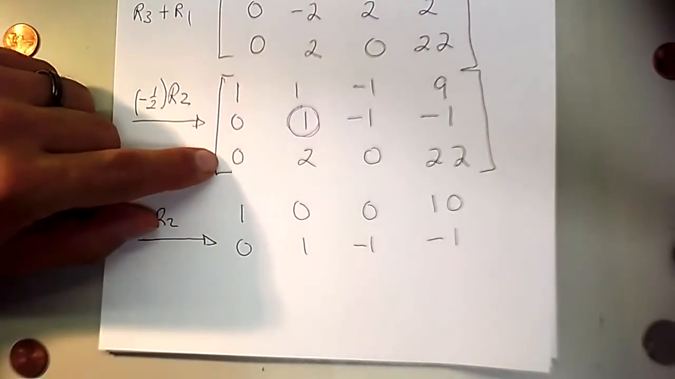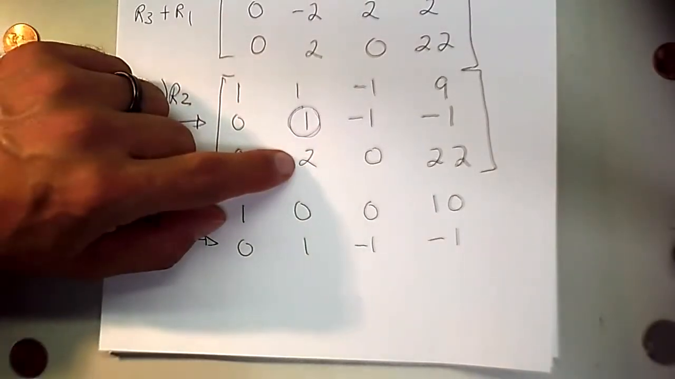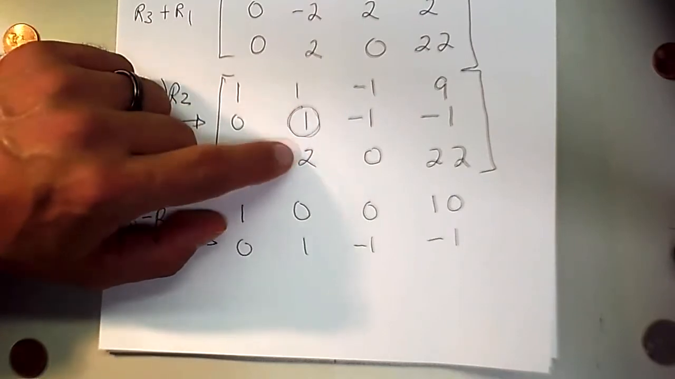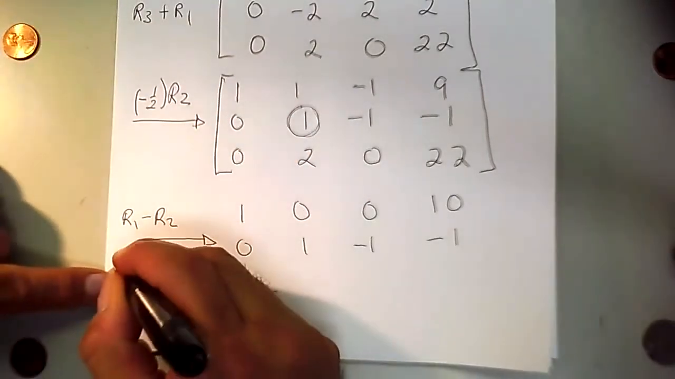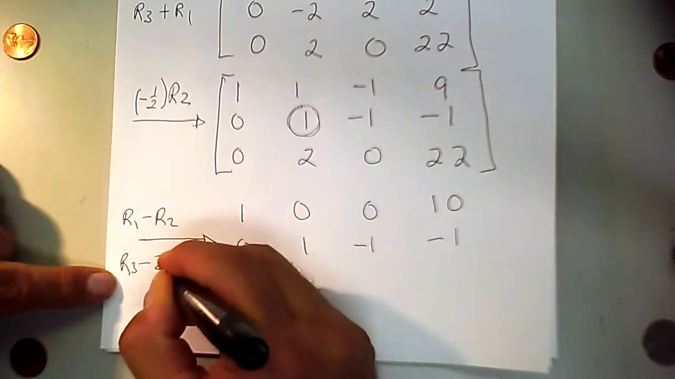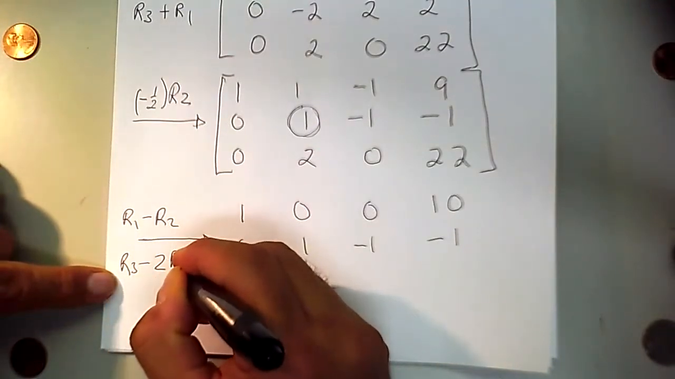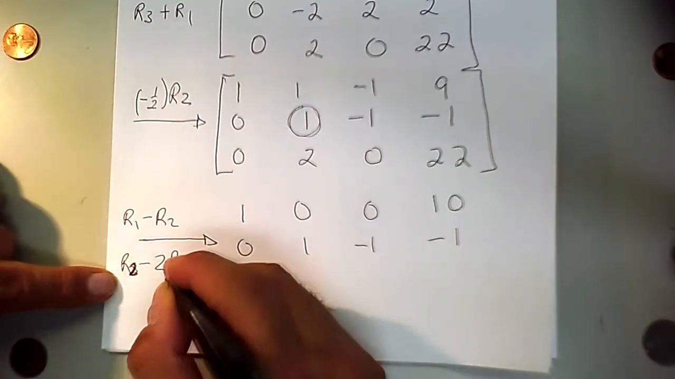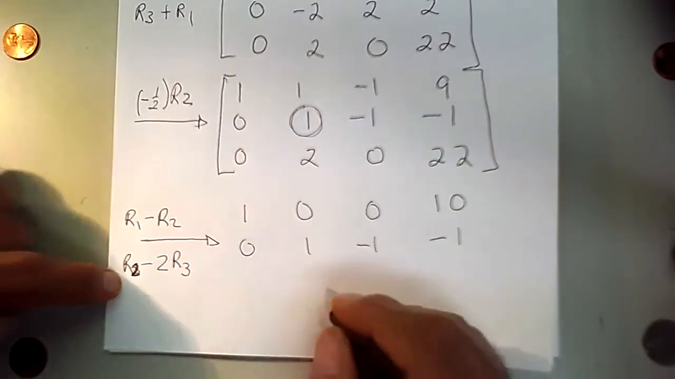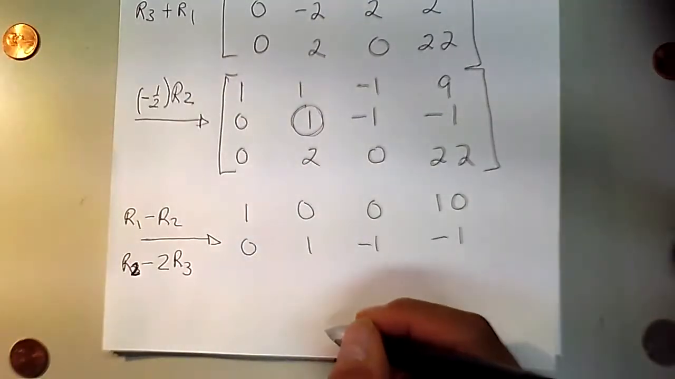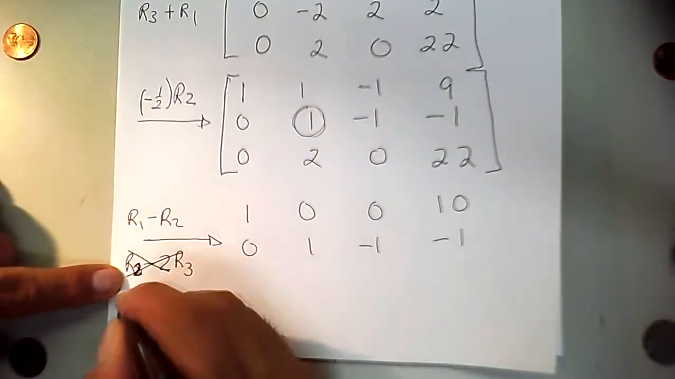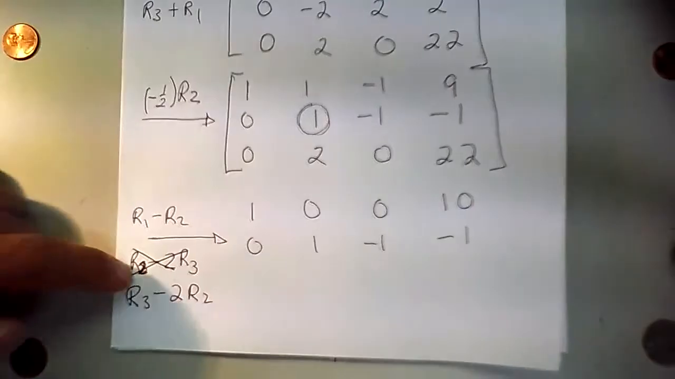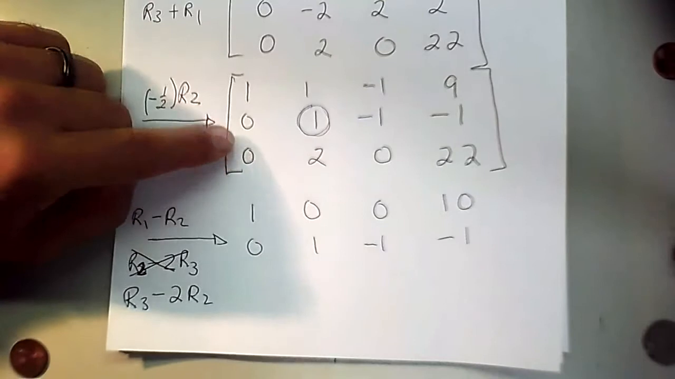All right. So we want to take care of this 2, and we're going to subtract twice this 1 to get rid of this 2. So row 2 minus twice row 3 will get rid of this. No, I said it right. Sorry about that. Row 3 minus twice row 2. There we go. So this minus twice that.